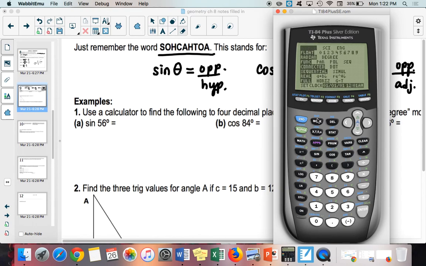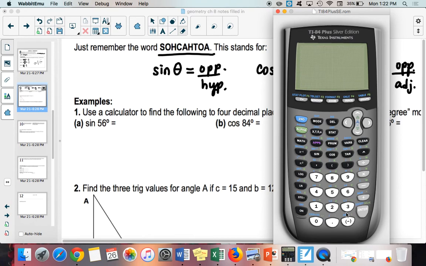So I want you to hit mode. When you hit mode, there's a bunch of options. If you go down, do you see how it says radian and degree? You want to make sure that degree is highlighted. So you go down, go over to degree, and hit enter. Then you want to get out of there. Do you see the word quit on your calculator? It's second, and then mode again, which has quit above it. So second quit, and we're on our main screen.